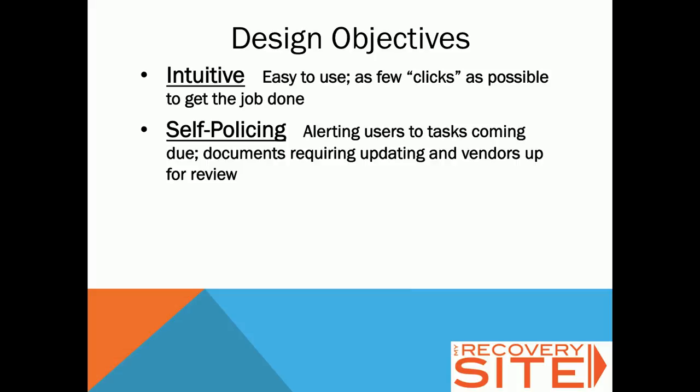Unfortunately, BCP is at the bottom of everyone's list of priorities, so it had to be self-policing, so that the site tells the user what's coming due. Is it a document to be reviewed, or a task that should be completed, or a vendor that needs reviewing? The site manages itself, and it does it on an exception basis, saving tons of user time.